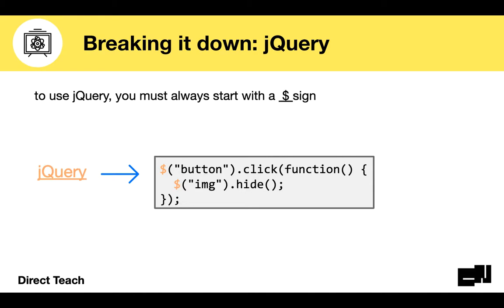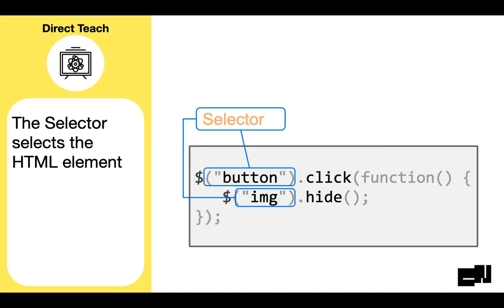All right, so to break it down a little bit more simply, we have to start with the $ for jQuery. That's actually just something that JavaScript needs, and you're saying, hey, I'm using jQuery here. And then we start with the selectors on both lines. The first selector is what you are clicking. The second selector is what you are hiding. The selector is always going to go in quotes and in parentheses, if you can see. So we've got $, parentheses, quotes, and then the name of the selector.